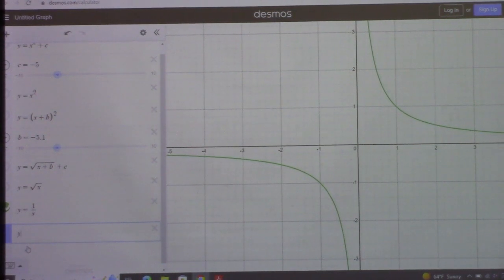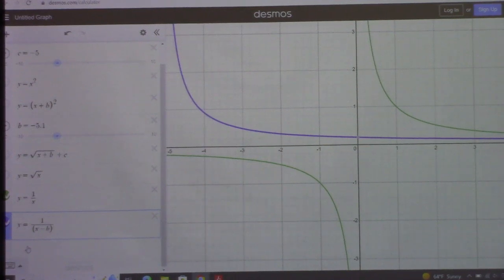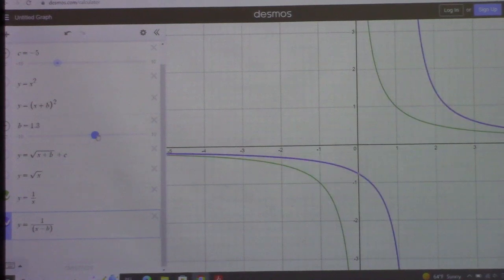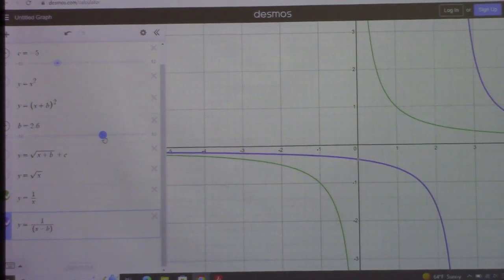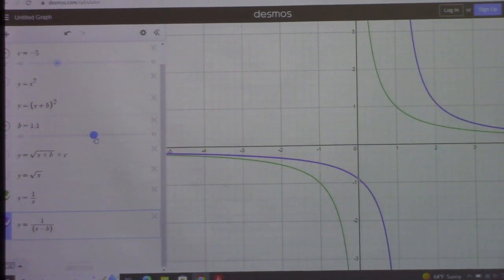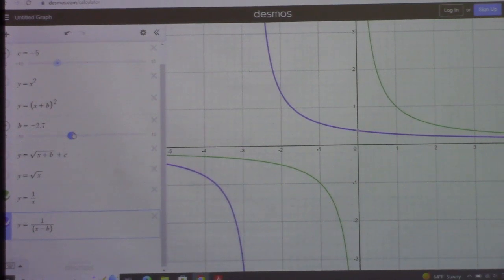But check this out. If I do y equals 1 divided by, let's say, x minus b, see what happens. If we make b positive 1.3, see where it is? It's shifting it to the right if b is positive. Now, if b is negative, what happens? The transformed graph goes to the left, right? So, all right. Well, anyway, let me stop playing with this and just write down our observations in a theorem, okay?